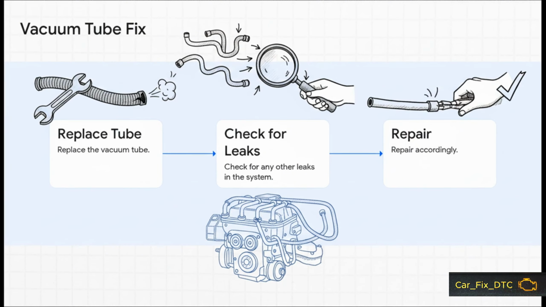If you think you've got a leak in the vacuum tube, honestly, the best thing to do is just replace it. And while you're at it, it's a really good idea to check for other leaks in the vacuum system. Even a tiny leak anywhere else can cause big problems, so it's always best to be thorough.